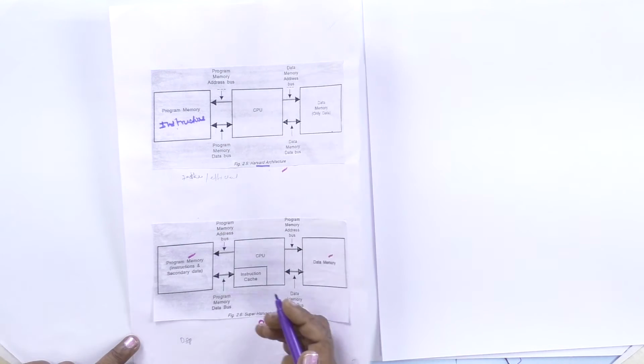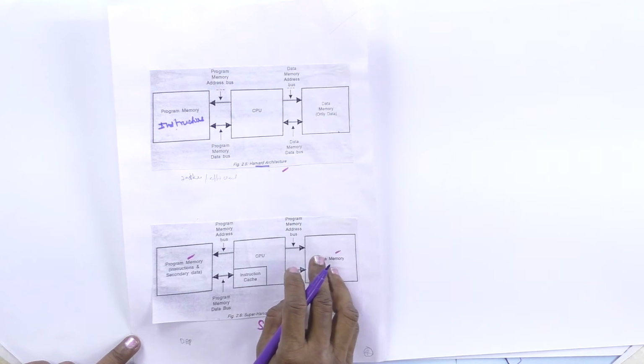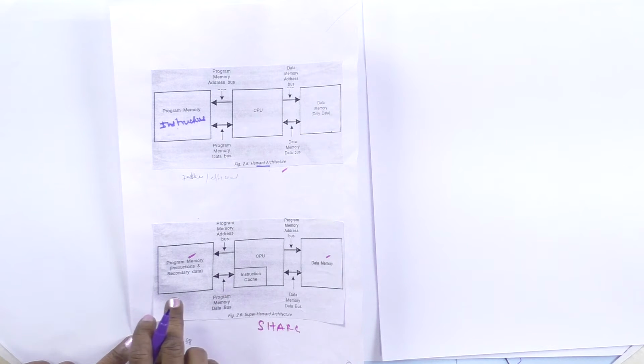Like the Harvard architecture, this Super Harvard architecture has a dedicated address and data bus for the program memory as well as a dedicated address and data bus for the data memory. This type of bus architecture is mostly used in DSP processors.